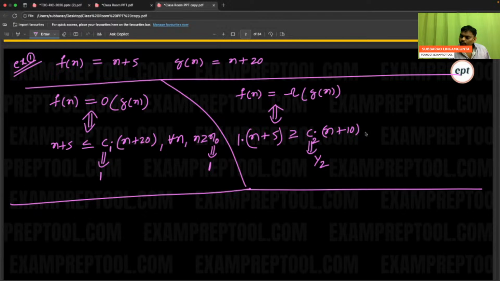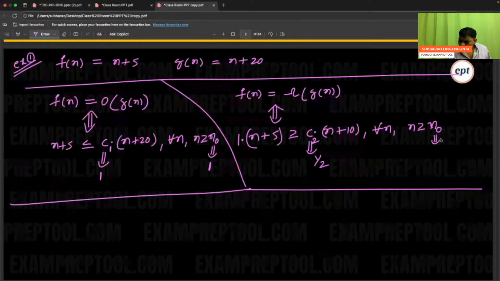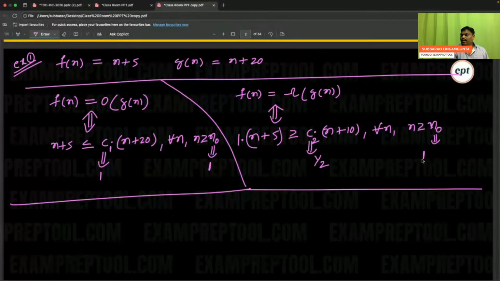If you want, you can verify. For all n where n is greater than or equal to n0, let me start checking from 1. If you take the n value 1, left is 6, right is going to be 1 plus 10, 11 by 2. 11 by 2 means 5 point something. Left is already 6, right is 5 point something. Already bigger. There is no problem at all.